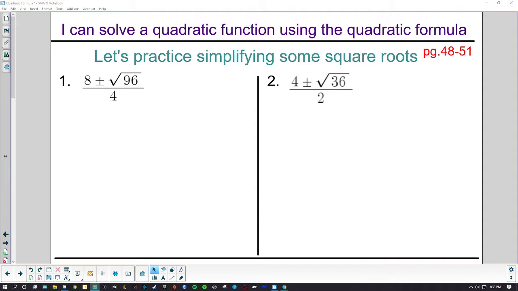We are going to be adding on to our notes, which means you should be between pages 48 and 51 and should be taking all of these notes. Everything I write down, you should be writing down as well.